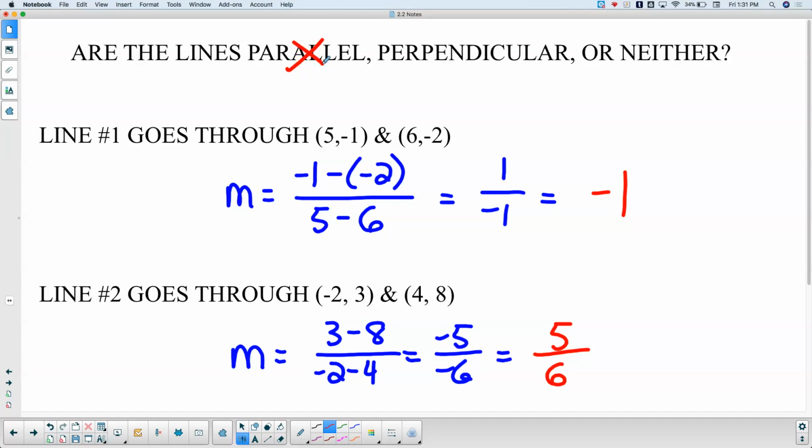Are they opposite reciprocals? No. Yes or no? No. They're opposites, right? Because one's positive and one's negative. But they're not reciprocals because the reciprocal of 5 over 6 is 6 over 5. So they're not opposite reciprocals. So since they're not parallel and they're not perpendicular, that means they're neither. They just intersect. That's all that means.